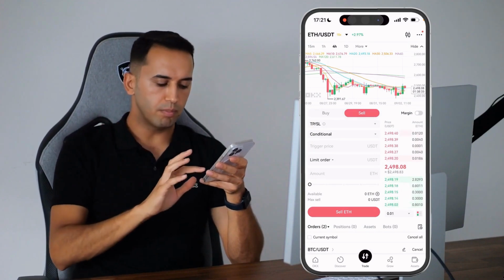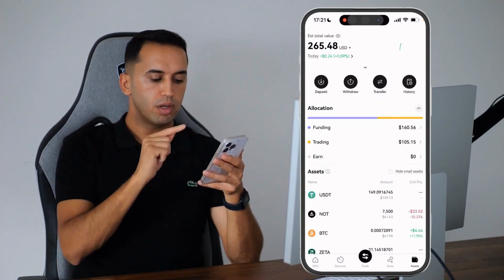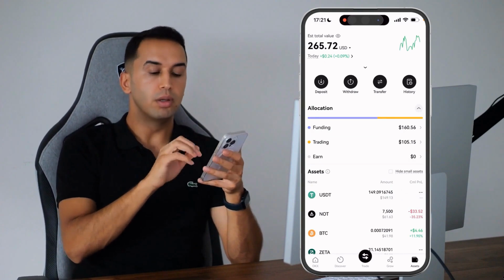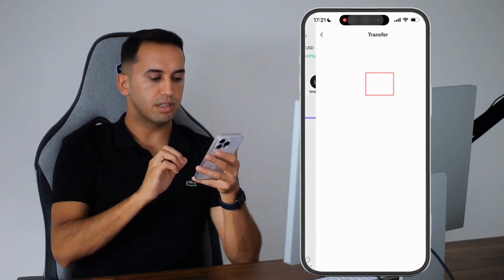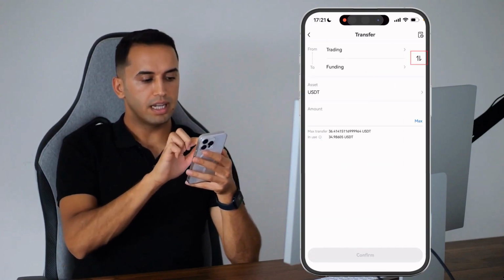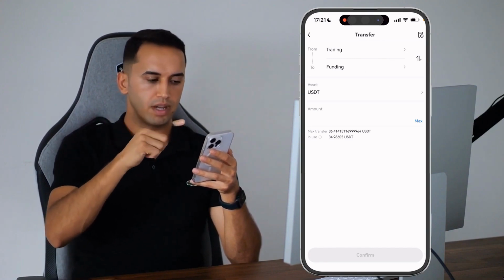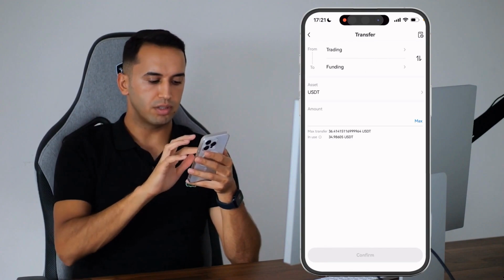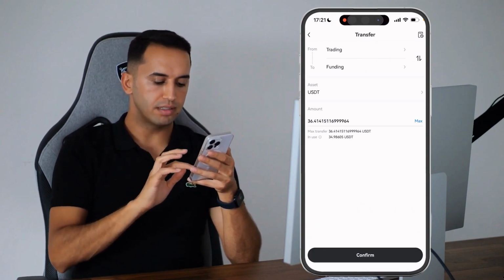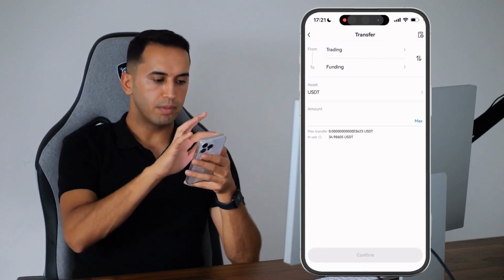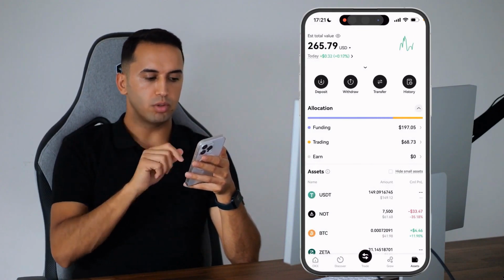How will the withdrawal part work? I came to spot. Where is my money right now? It's in spot. I will transfer it from spot to funding. I'm clicking on transfer. Where did it say from? Where to trading? I will transfer money from my account to my funding account. I have $36.6. Let's proceed with the transfer. I have completed my transfer. And I will withdraw this.